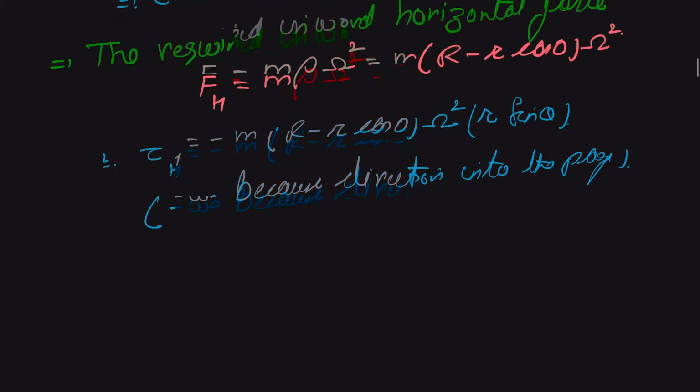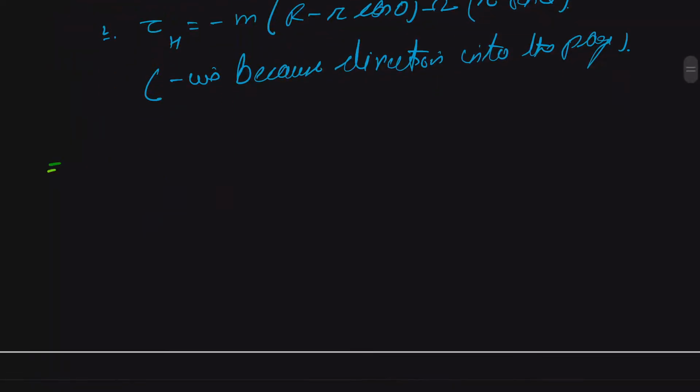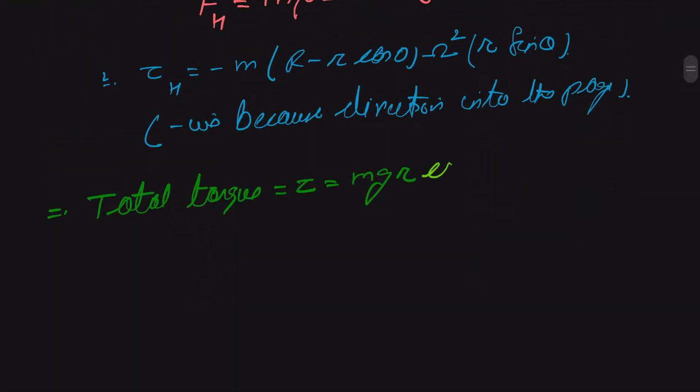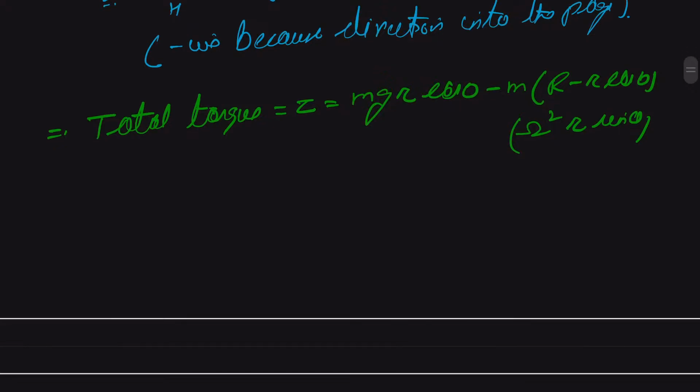And now we can simply add them. Total torque, so you can see our total torque, that is our tau, will be equal to our mgr cos of theta minus m R minus r cos of theta omega square r sine of theta, and its direction will be outward positive. So therefore we were able to find out the torque.